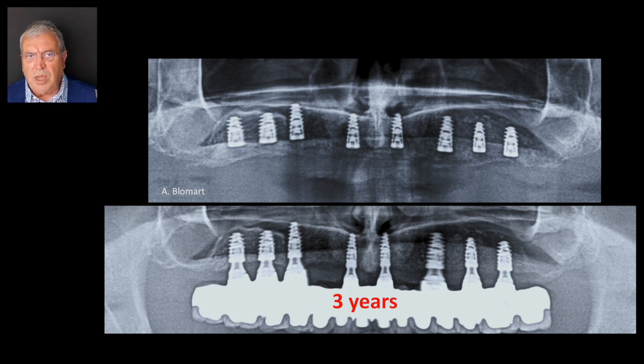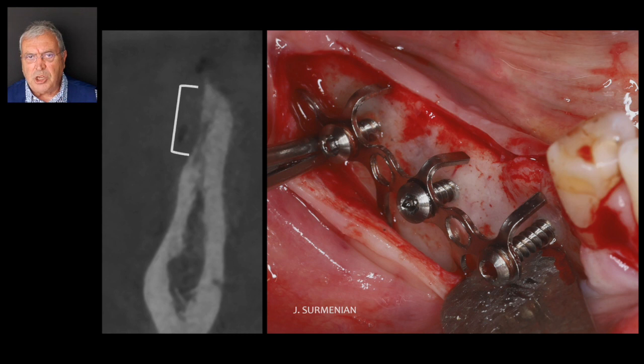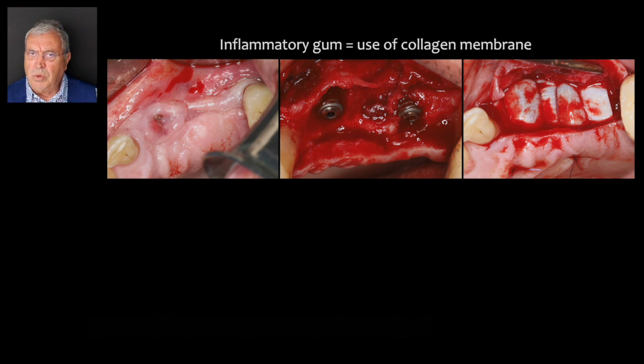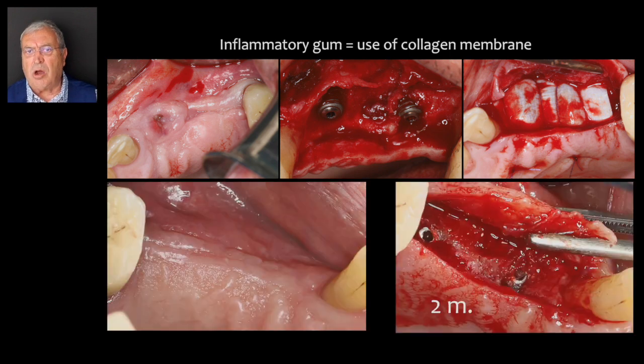We can do regeneration with mesh today, and this is the quality and the outcome of this kind of bone augmentation. But when we have inflammation, we use a collagen membrane. We don't have any doubt that when we meet an indication, we use a collagen. And we will meet the same outcome.